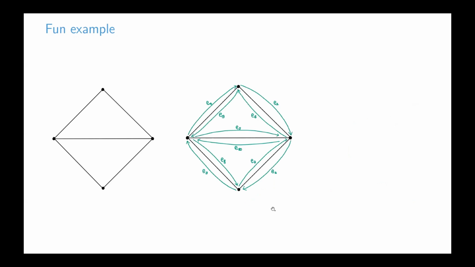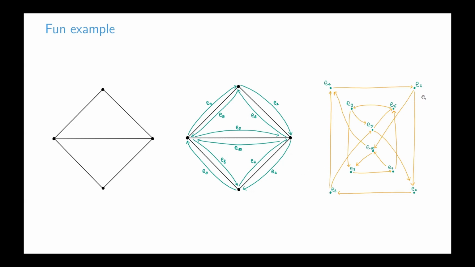Okay, so as before, we fix the orientations. We let E1 be this oriented edge, then we fix E2, E3, E4, E5, and then in the same order that we just followed, we take the inverse orientations, okay? So we then take E6, E7, E8, E9, and E10. Okay, so now we are ready to construct the non-backtracking graph.